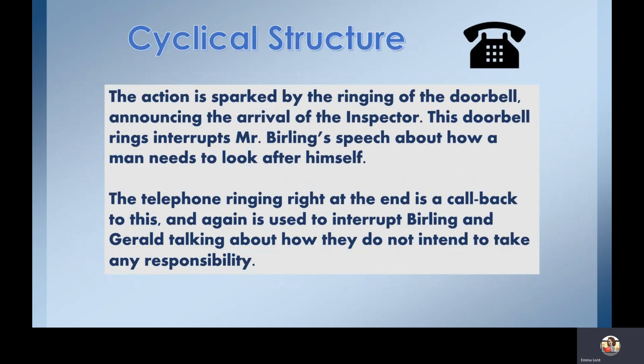We could argue that this play has a cyclical structure, and this is mainly brought about by the ringing of the doorbell and the ringing of the phone. So at the very beginning of the play, the real action is sparked by the arrival of the inspector, and this is done through a stage direction where it says that there's a sharp ring of the doorbell, and it's wonderful because it interrupts Mr. Burling's speech about how a man needs to look after himself and not look after anyone else. It's that wonderful quote about bees in a hive, and he doesn't think that we should act like that, and he thinks it's everyone for himself.